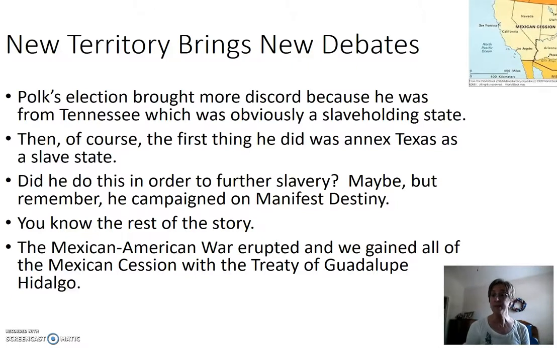All right, but we did gain all of the Mexican cession with the Treaty of Guadalupe Hidalgo, and so now something had to be decided about what to do with that territory as far as slave and free. We're going to keep on with the Compromise of 1820, the Missouri Compromise, or are we going to do something new and different?